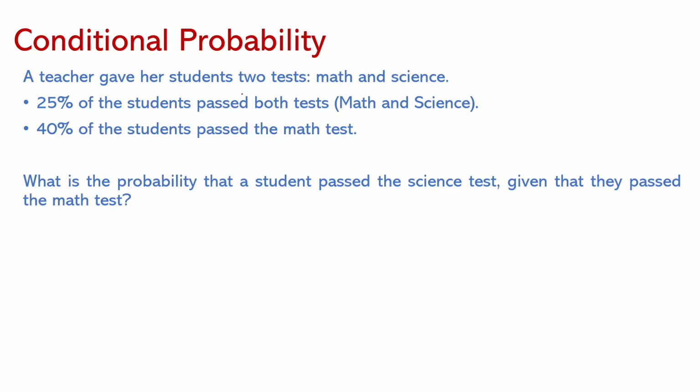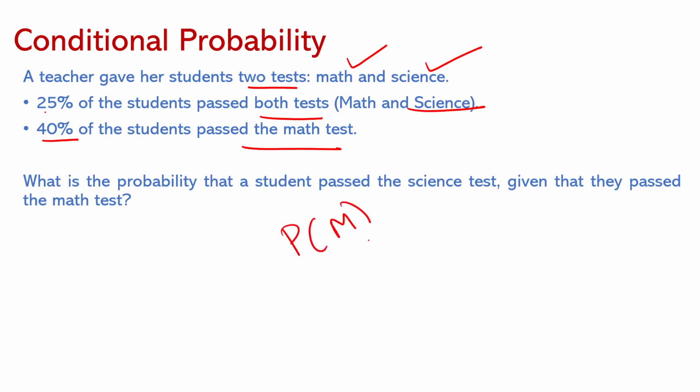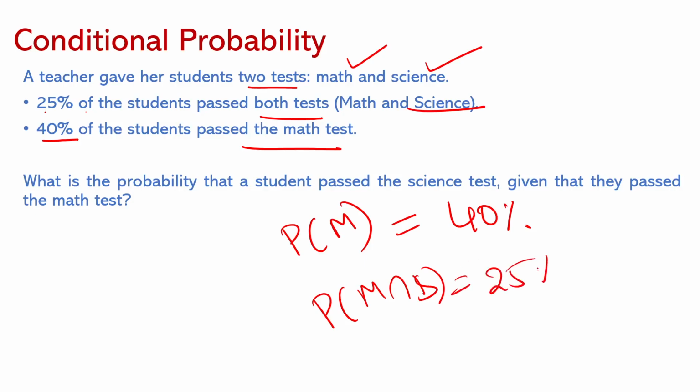A teacher gave her students two tests, mathematics and science. 25% of students passed both the tests, maths and science. 40% of students passed the math. See here, the students who passed maths is 40%. That is given already, that is known to us. And 25% of students passed both tests, maths and science, which means P of mathematics and science is nothing but 25%.